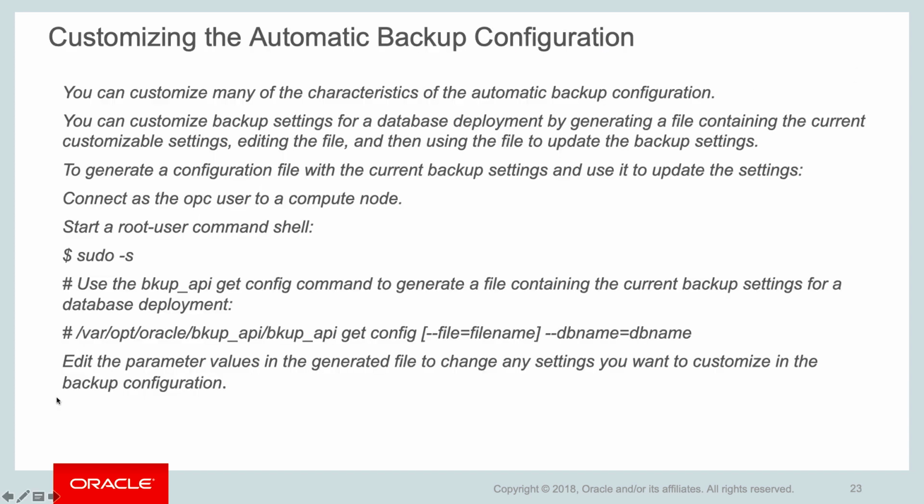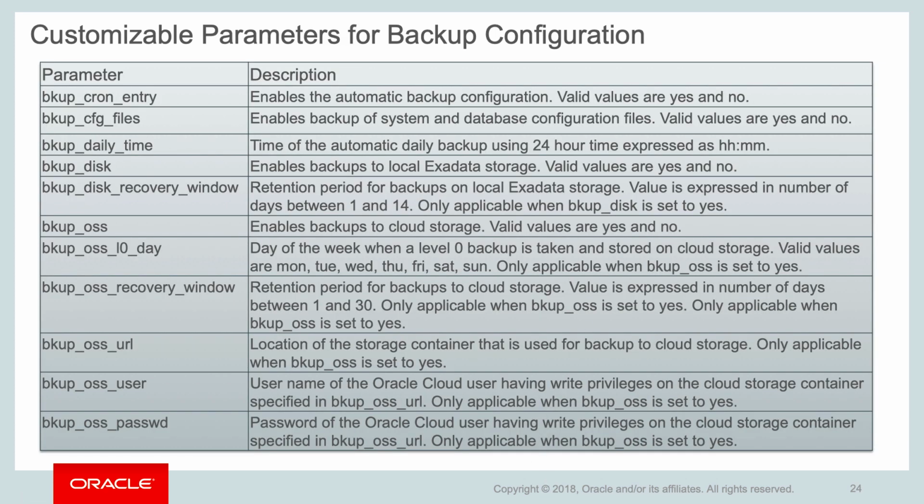Once you know the values, you can customize the automatic backup configuration, and for customizing it, again, you need to log in to your Exadata compute node, log into your first node as a root user, and then specify backup API commands like get config. It is going to show you all the backup configuration, and we would also be able to change the specific values. These are the customizable parameters for backup configuration, and this list is really big. I'm not getting into all of them.